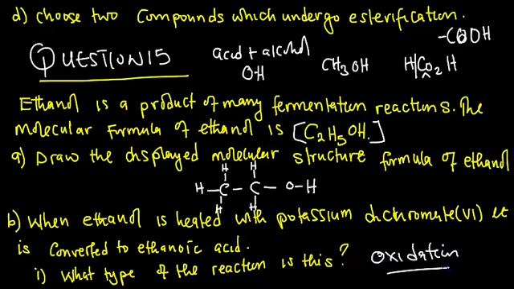Oxidation reaction, we said, can occur in the presence of oxygen. That is just when you leave alcohol in an open place, but that process is slow. So to speed it up, we add a catalyst, which is potassium dichromate(VI), and this speeds up the process of oxidation. So therefore the reaction is called an oxidation reaction.